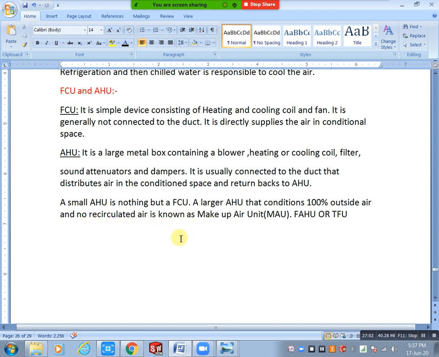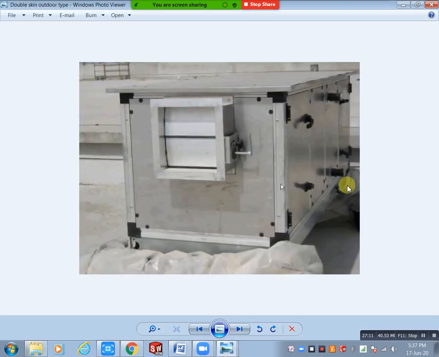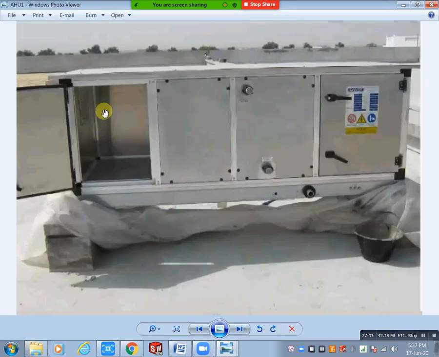This is our AHU. You can see this machine completely. Here you can see there are totally 4 sections: 1, 2, 3, 4. You can open it here. This is the first opening process. This is the first section, the mixing chamber. Here the return air comes in. This is the mixing chamber, and next is filtering.